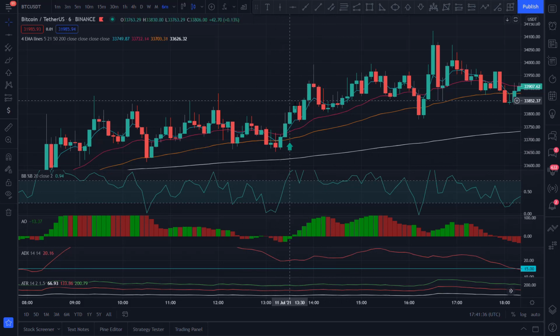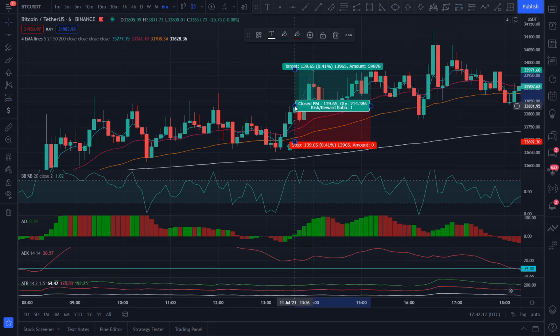Now let's see when we have all of those conditions met. On this candle, we have the Bollinger Bands above the 0.75, but we don't have the Awesome Oscillator above the 0 line, so it's not going to be an entry. Let's look at the next candle. On this candle, we have the Bollinger Bands above the 0.75, we have the Awesome Oscillator above the 0 line, and you also have the ADX above the 15. So this is going to be our entry candle.